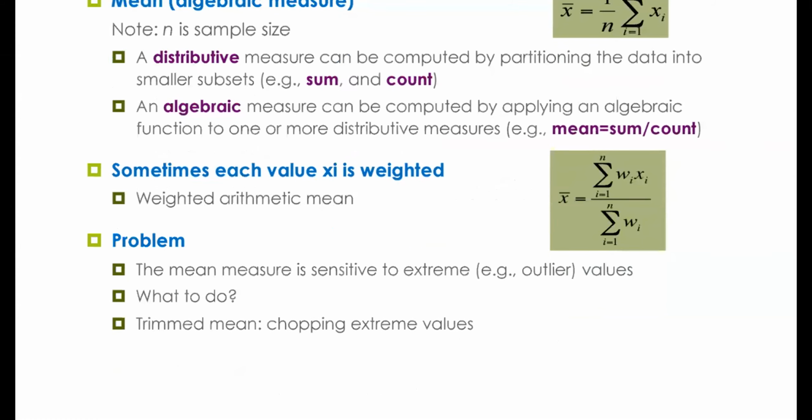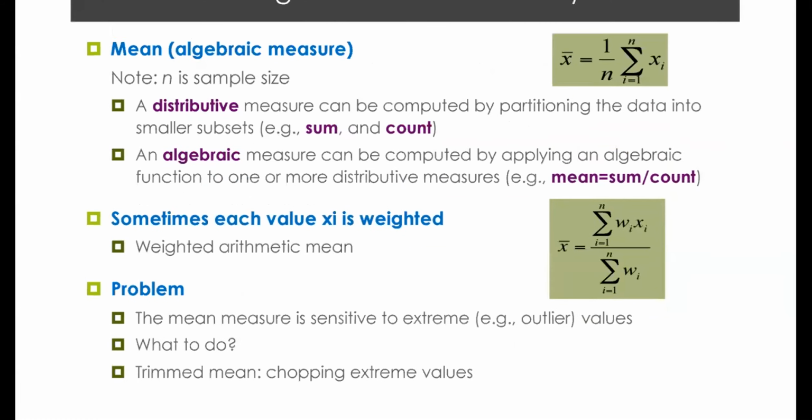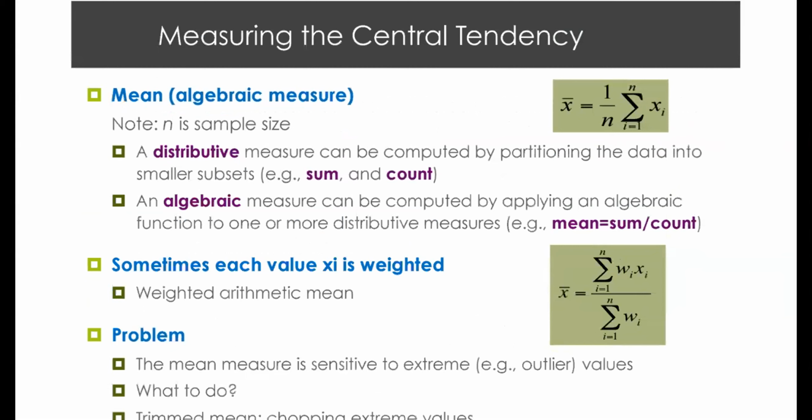So here we have to see the problem. In particular, measuring the central tendency, we can represent the mean, mode and median values. Mean value you find by the summation of values divided by the count. That is the algebraic way. In the distributive way, it is computed by partitioning the data into small subsets.